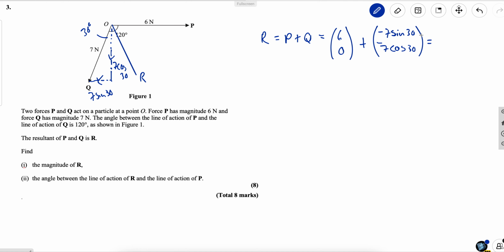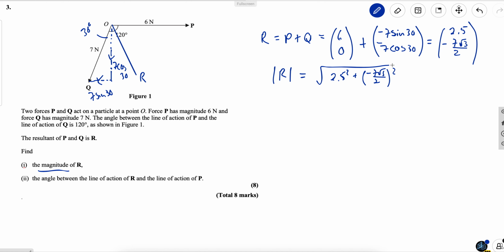Adding those together, I get 2.5 and negative 7 root 3 over 2. I'm going to leave those in exact form. I've got to find the magnitude of R. So the magnitude of R is found using Pythagoras. 2.5 squared plus minus 7 root 3 over 2 squared, which is root 43 or 6.56.